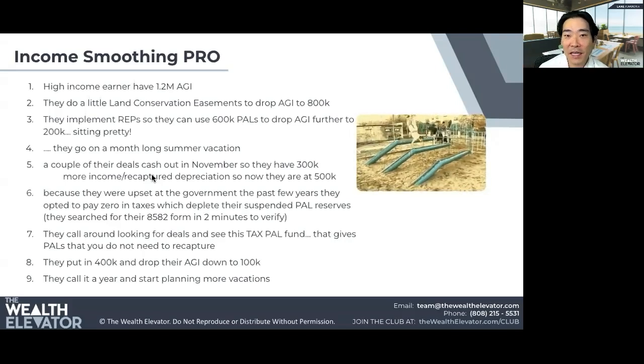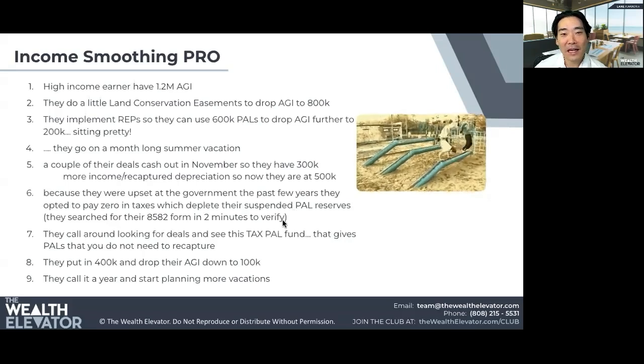And now they have $300,000 more income and they've got to recapture the depreciation. So now they thought they were good in the middle of the year at $200,000 income, but it went up to $500,000. And they're always upset at the government for paying too much in taxes for way too many years until they found these types of strategies. And they're like, you know what? Screw it. We're going to pay no taxes. So they deplete their suspended passive activity loss bucket, 8582 form, and they drive it down to zero.